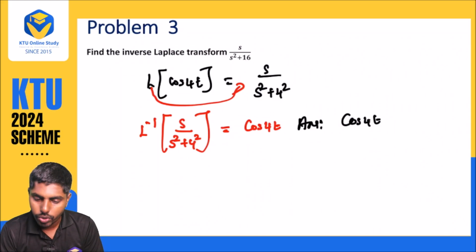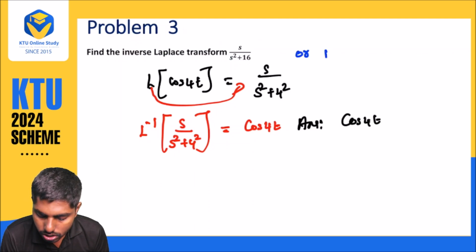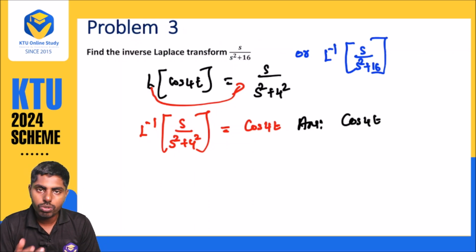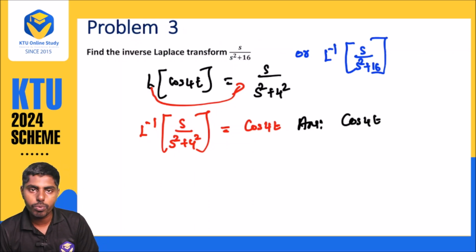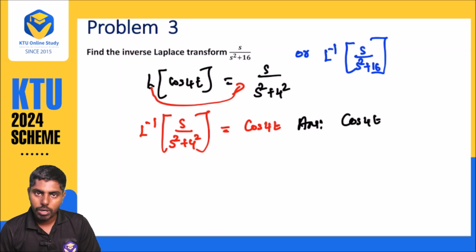In the question paper, this is also the way they can ask the question, or they can ask L inverse of x divided by x square plus 16. This is the way you can also see in your question paper. Mostly this is the way they will give it in your question paper. Okay, so we will go to problem number 4.